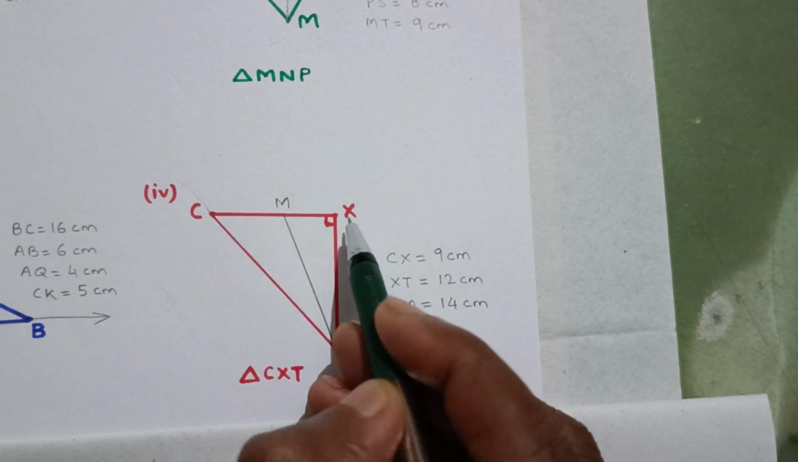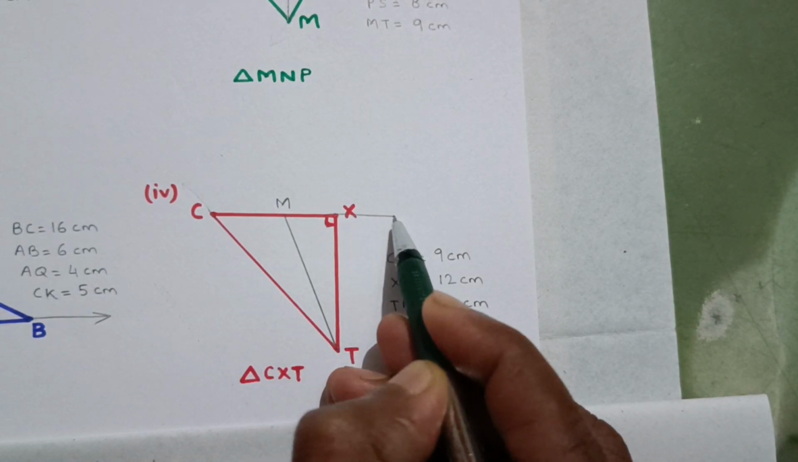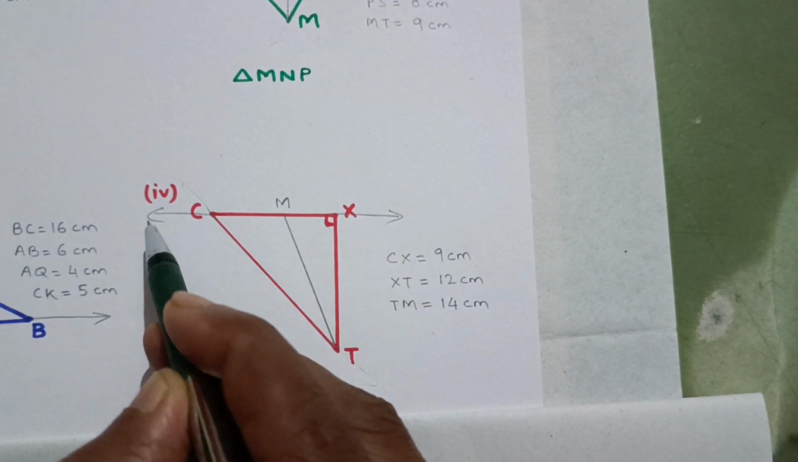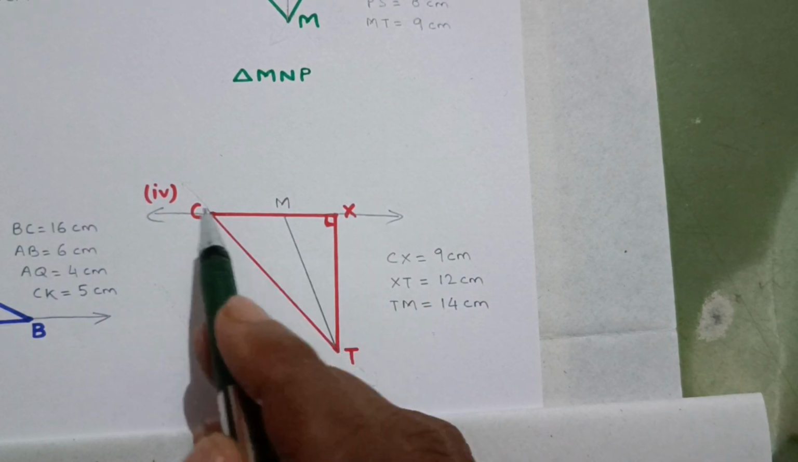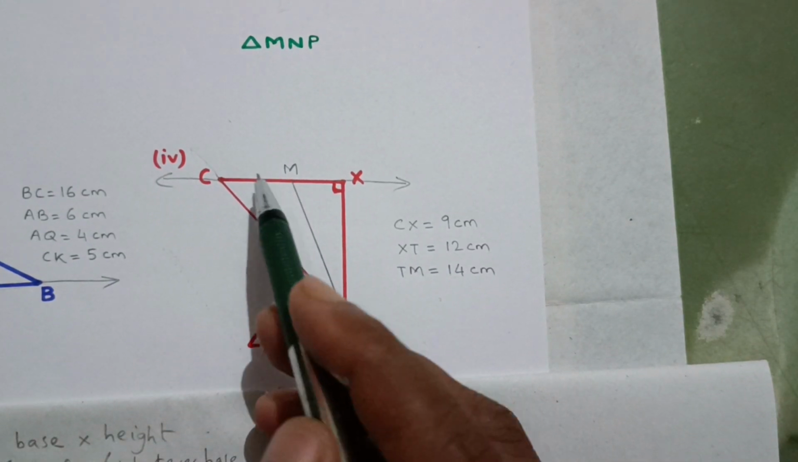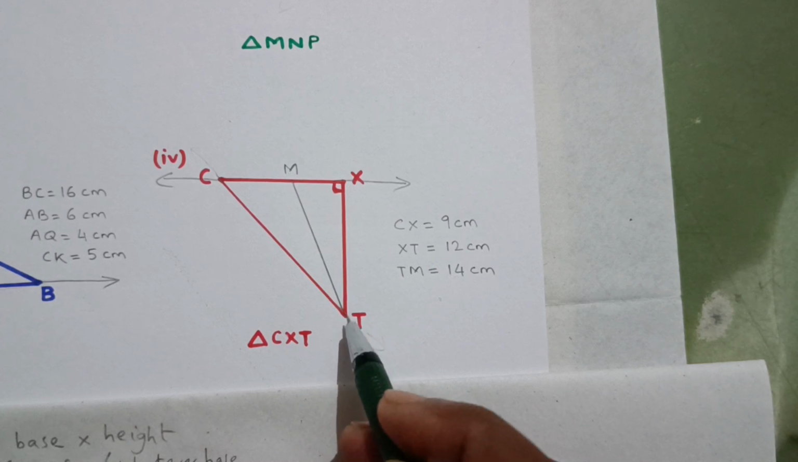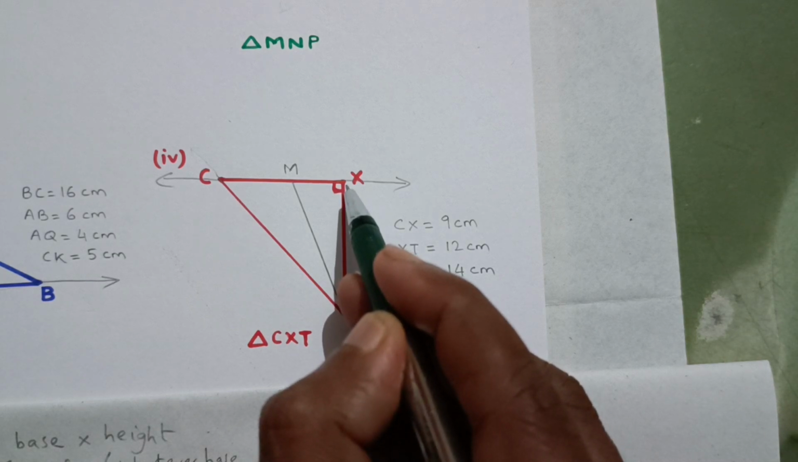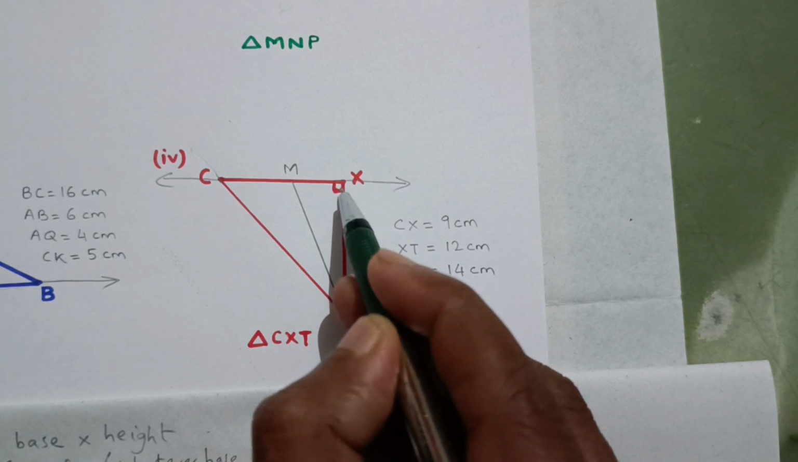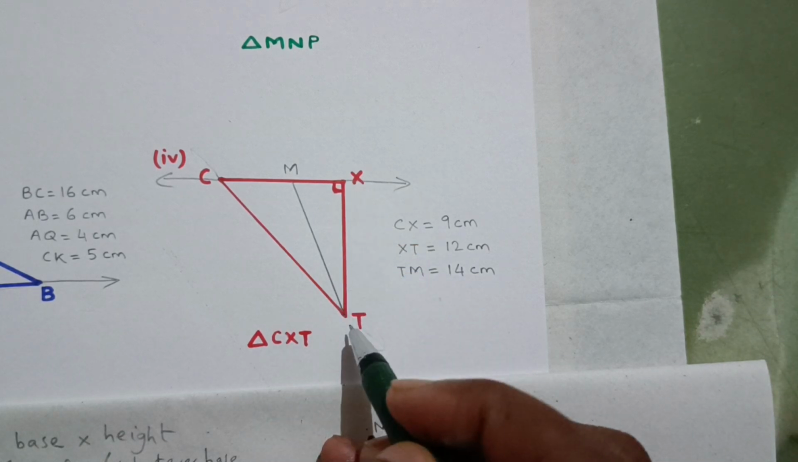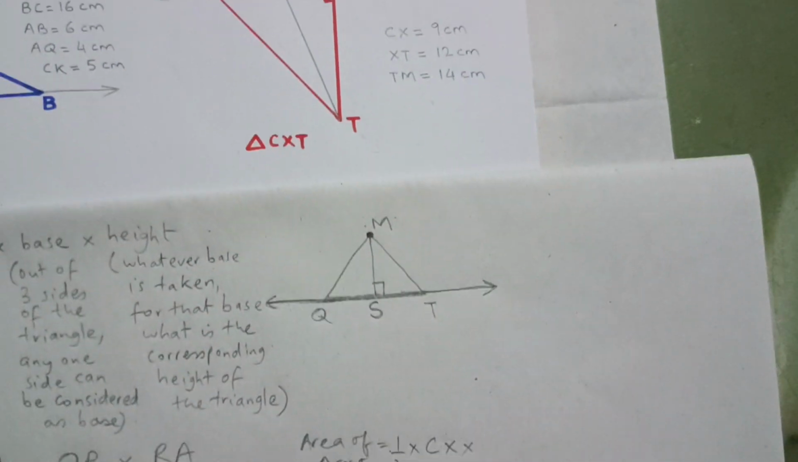So let me extend the line. So Cx sits on this line. Okay, I have extended the line in both the directions. So Cx sits on this line. Now for Cx, we have to find the corresponding height. So for Cx, the opposite vertex is T. So the corresponding height will be the line segment which starts from T such that it meets Cx at 90 degrees. So line segment Tx is the corresponding height for Cx.